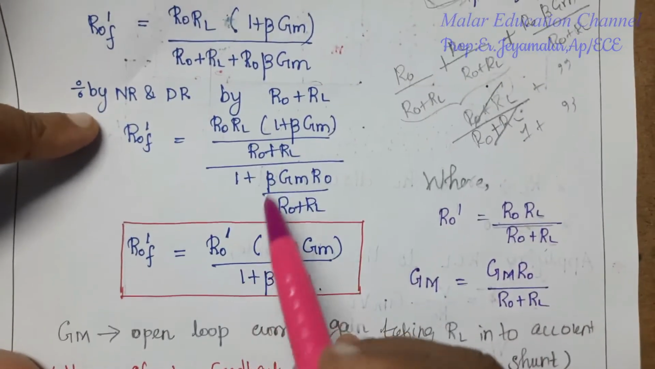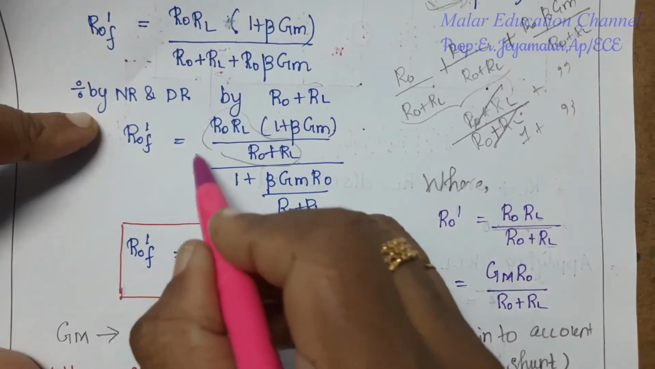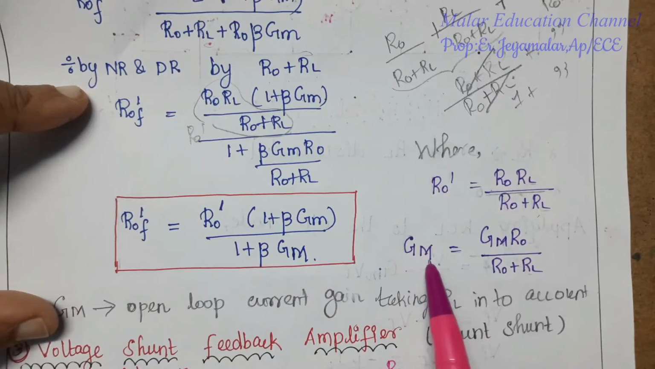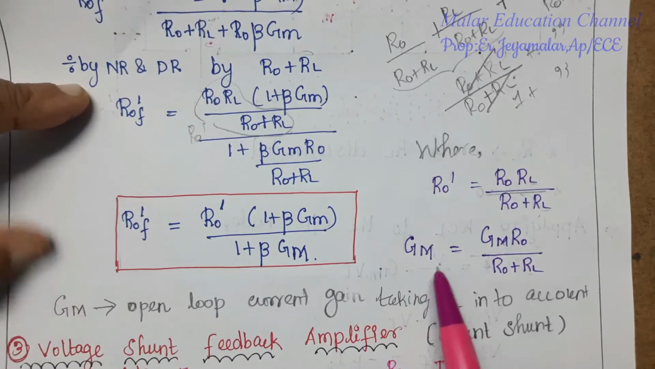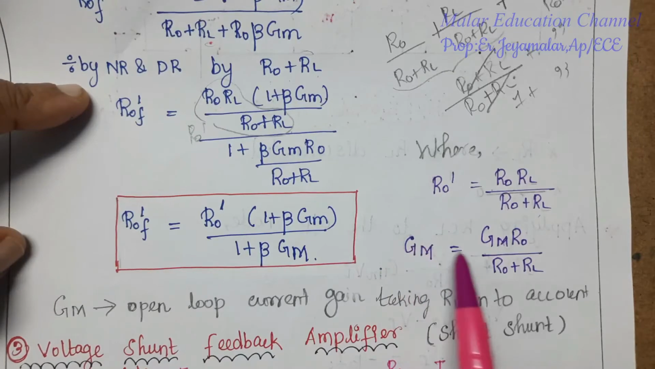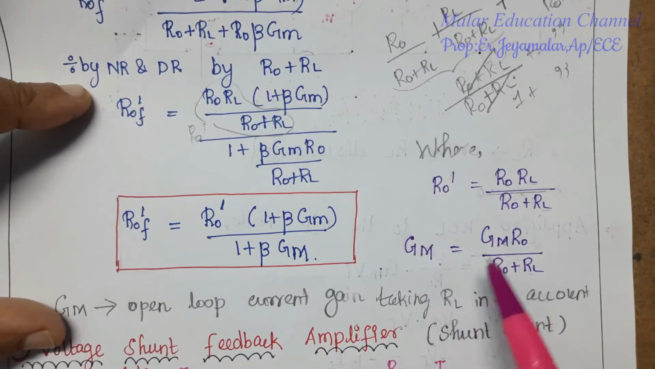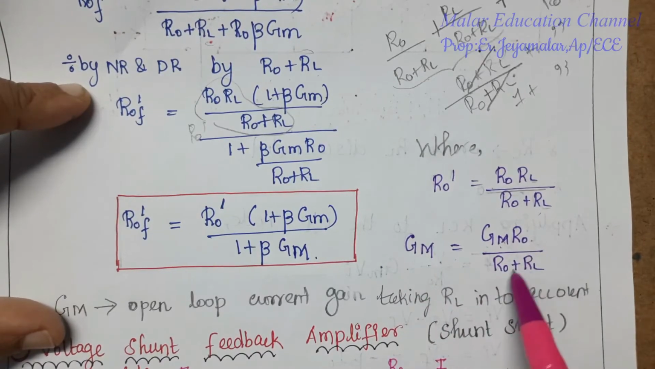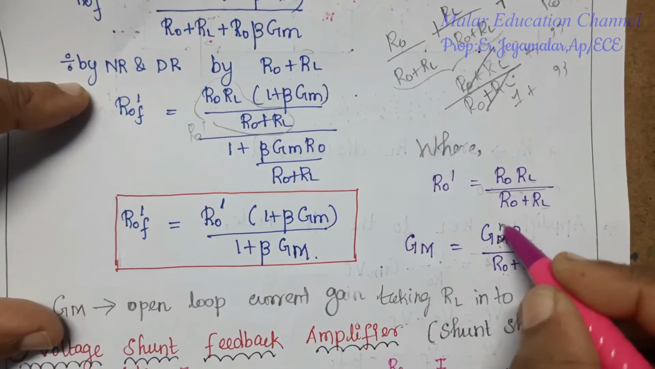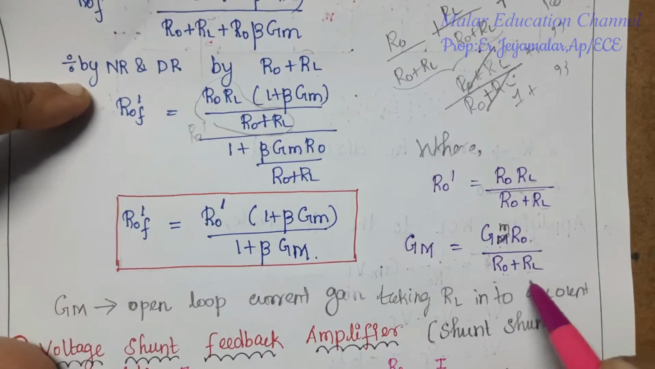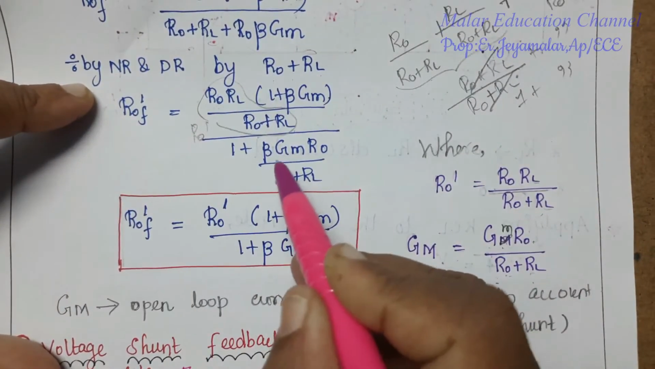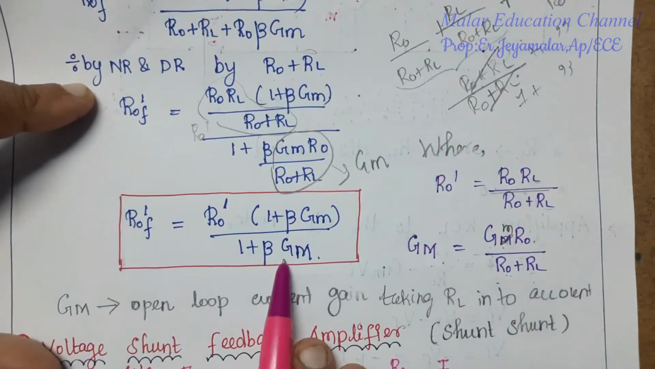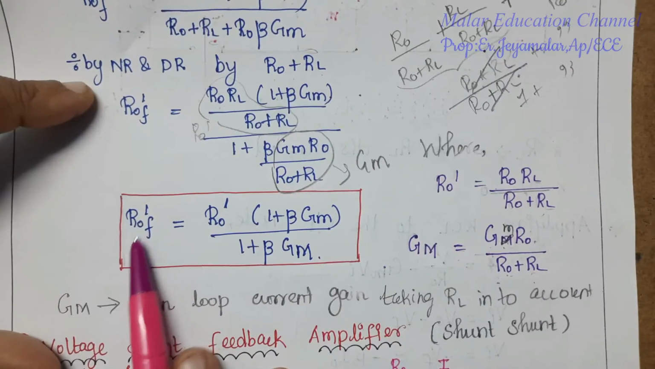The whole term, take it as R naught dash. For the denominator also, capital Gm. Okay, capital M, we know capital M means RL taken into account. Small m means RL without account. That is RL means load resistor. So capital Gm equal to Gm into R naught divided by R naught plus RL. Here this was small m. Okay, Gm R naught divided by R naught plus RL, the whole term. This is for capital Gm. This is for the calculation of R dash of F.